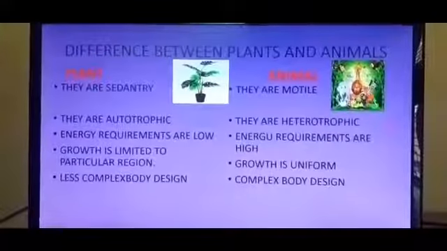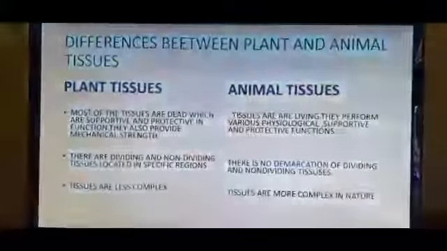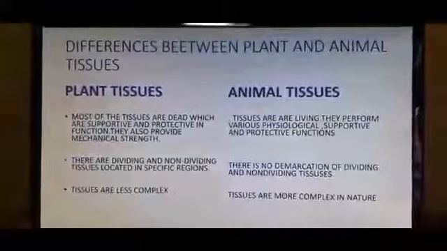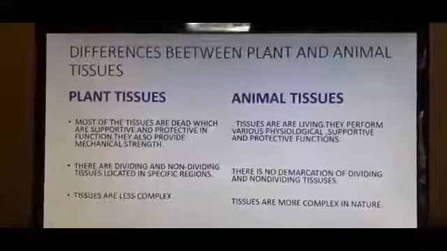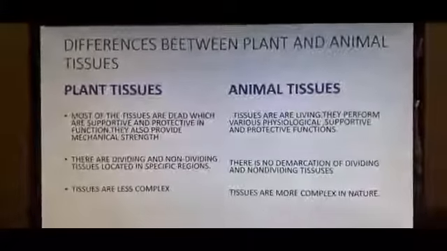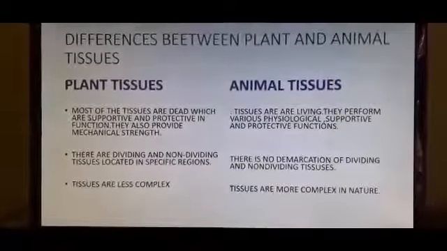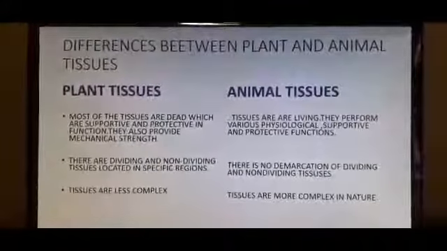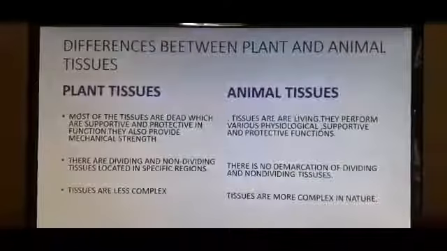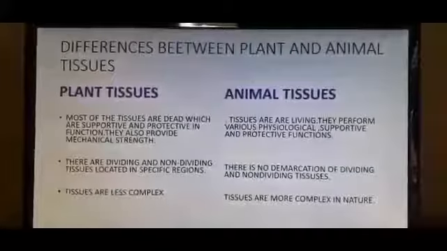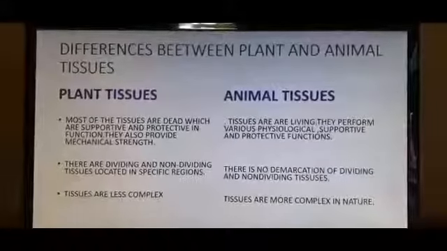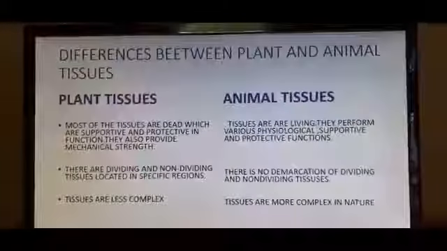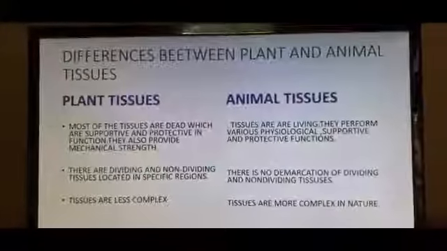So these major differences lead to a difference in the kind of tissues found in plants and animals. Obviously, since plants are sedentary, as they do not move from one place to another, the plant body contains both dead tissues and living tissues. Now, what is the job of these dead tissues? They are supportive and protective in function, and they also provide mechanical strength. As we go into detail further, we will be talking about it later.